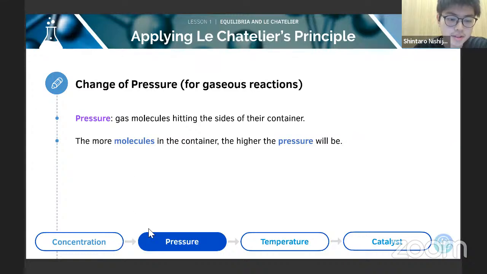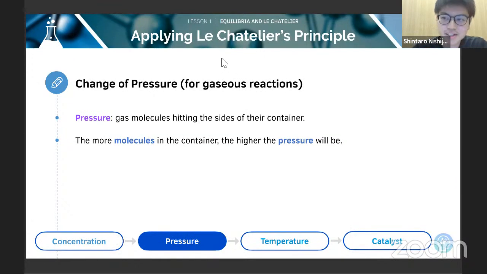Next is the second one, pressure. I don't know how everyone else imagines pressure, but I like to imagine it as molecules hitting the walls and applying a force. That's pressure. And obviously the more molecules you have, the more pressure there will be. So this is the key thing to remember: more molecules, higher pressure.